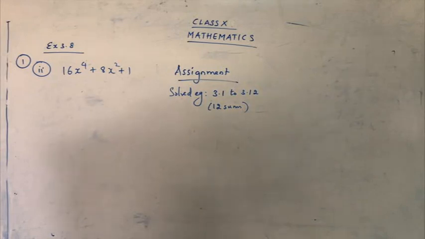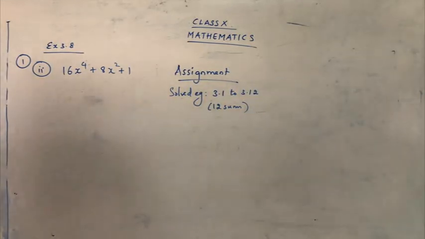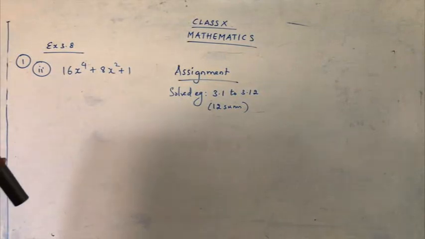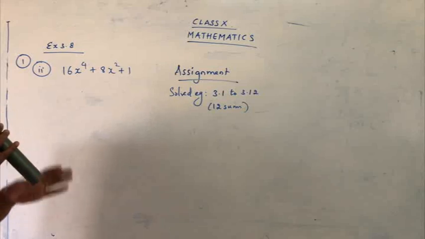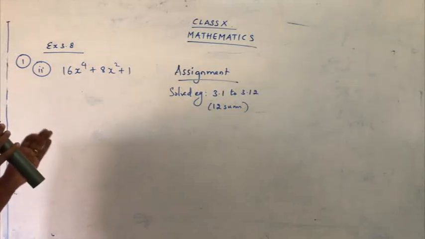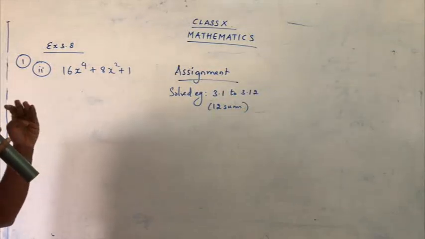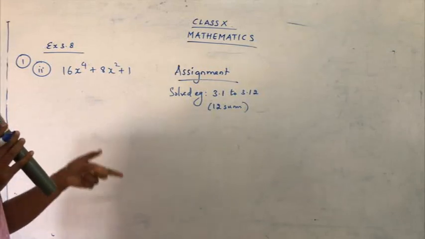If you complete these, that is from 3.1 to 3.12, we will be completing the solved examples of exercise 3.1 and exercise 3.2. So just complete your solved examples. This is a separate paper and you have to file it subject wise. Do not mingle everything together. The maths assignment will be filed separately. Other subjects' assignments will be filed separately.